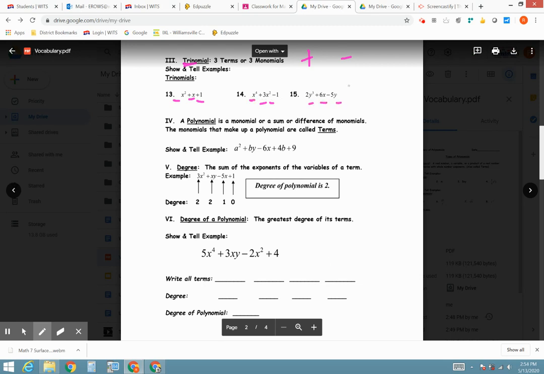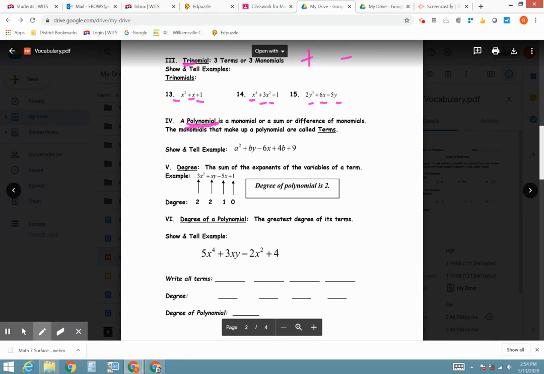Okay, so we have monomial, 1 term, binomial, 2 terms, trinomial, 3 terms. Cannot be a polynomial if we have a variable in the denominator or a fractional or negative exponent. Okay, so a polynomial is the broad umbrella term. Then we have those specific types of mono, bi, and tri.